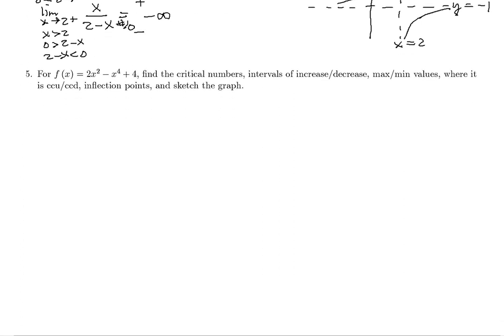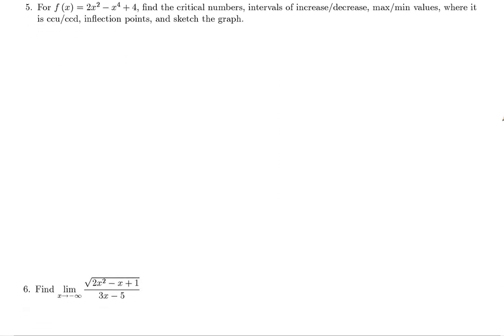Alright, and up next we've got the big graphing problem. So here we've got a polynomial function, and you can graph this on your calculator to get an idea here, and make sure that it agrees with what the calculus is telling you. But we're finding critical numbers, increase, decrease, max, min, concave up, concave down, inflection, and then sketch our graph.